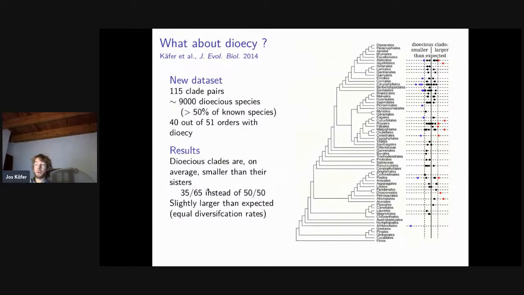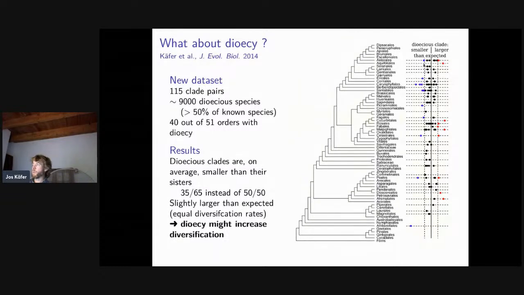However, if we apply a new sister clade test, this actually is slightly larger than expected under a scenario with equal diversification rates, which led us to state that dioecy might increase diversification rates. And as you can see here, we grouped the number of sister clade pairs we had per order in the angiosperms. So in some orders we had a few, in some other orders we had only one.